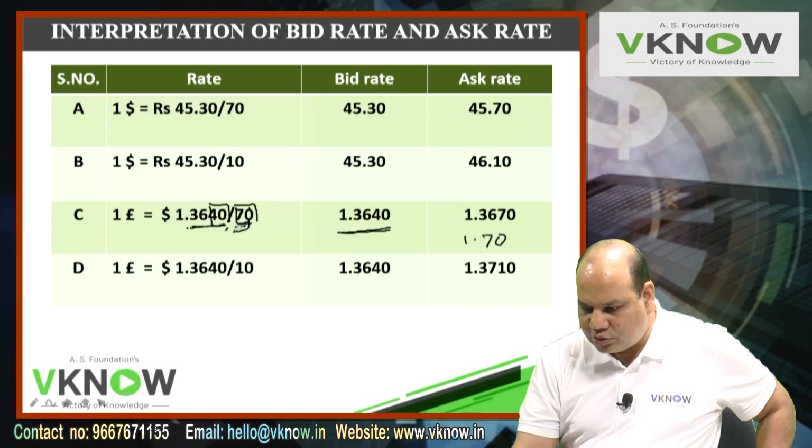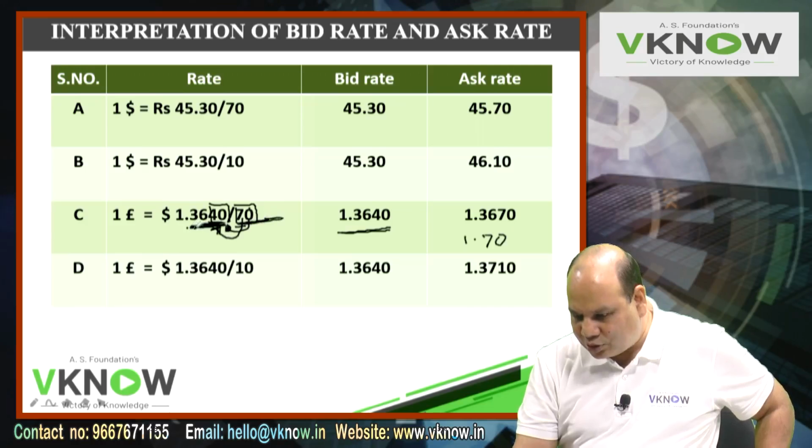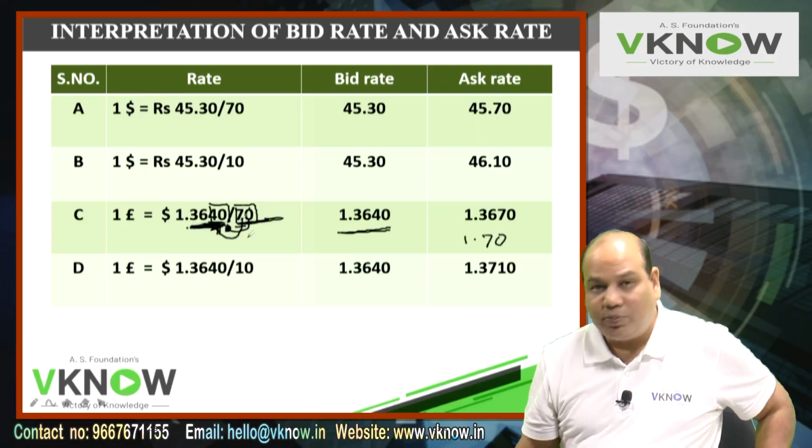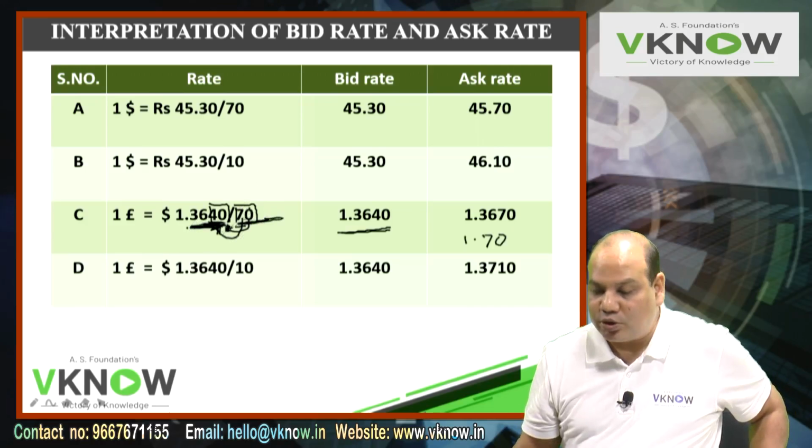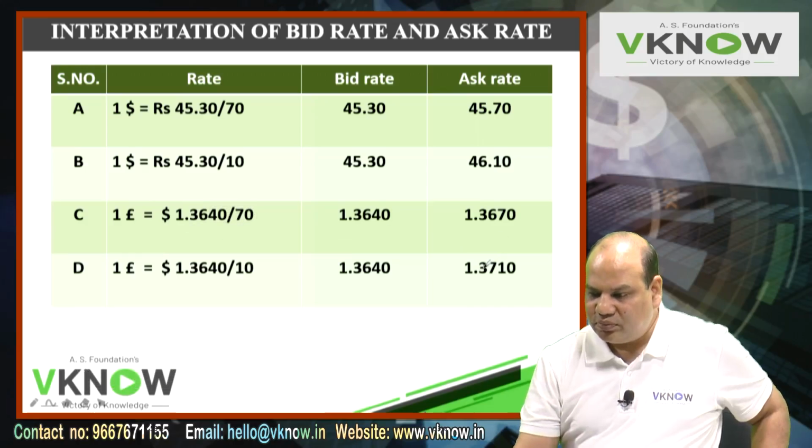So this 0 will come here. This 7 will come here. Second, if 3 digits were given here, then you will substitute 640. If 4 digits were given here, then you will substitute all the 4 digits, keeping in mind that the selling rate has to be more than the buying rate. Therefore, the ask rate will be 1.3670.